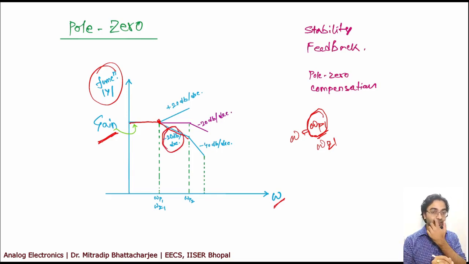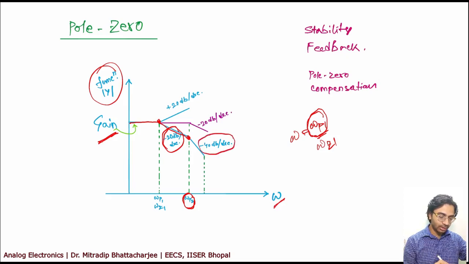I already have shown that for each pole your plot is decreasing by minus 20 dB per decade. Now say at omega p2 you have another pole. At this point your plot will further decrease by minus 20 dB per decade. So what you are getting essentially in this case is minus 40 dB per decade.